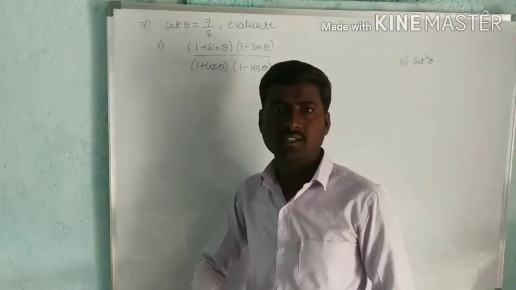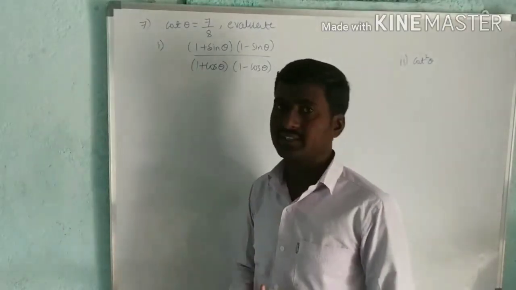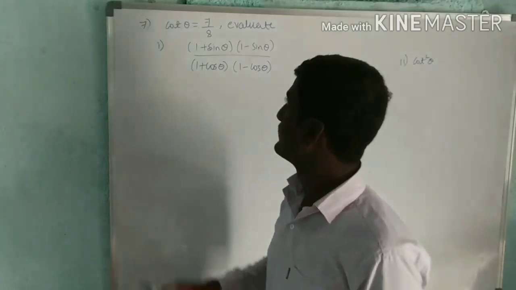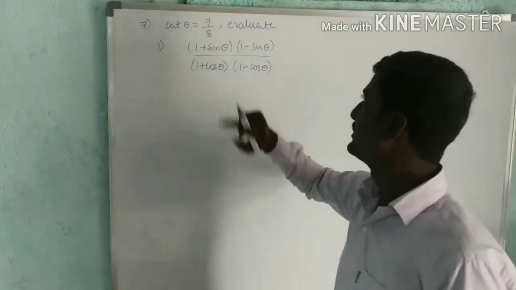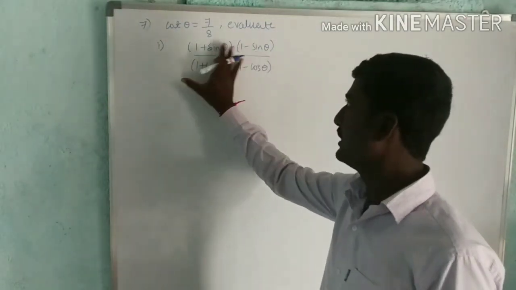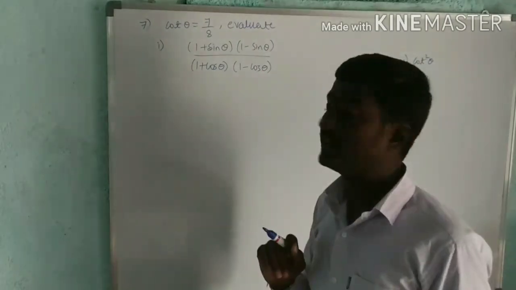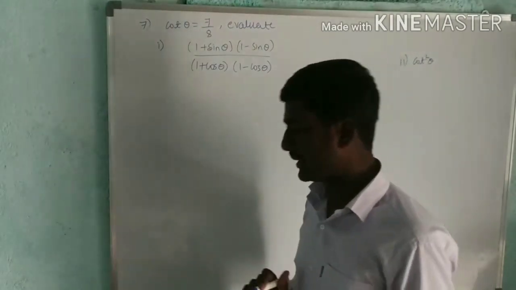Students, today we shall discuss the seventh question in the exercise. That is, cot theta is equal to 7 by 8. Evaluate this. The value of this one you have to find. So cot theta they have given here.